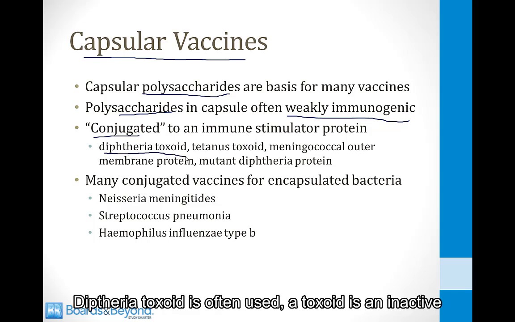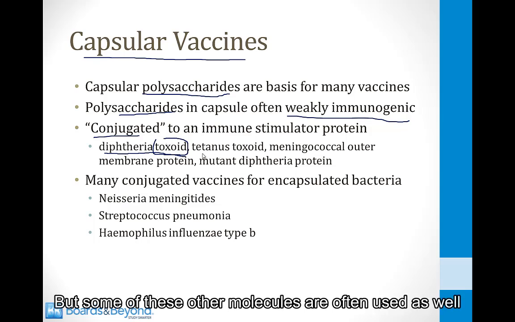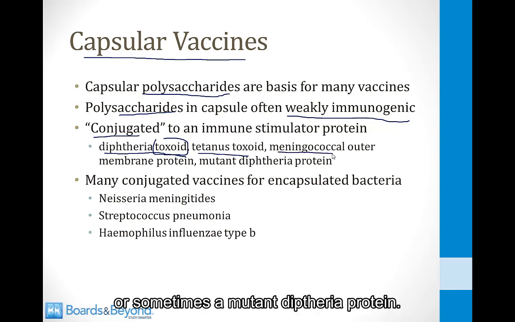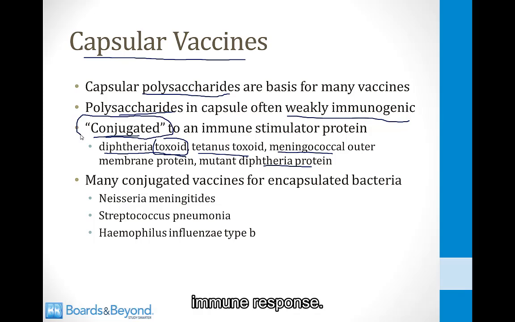Diphtheria toxoid is often used. A toxoid is an inactive or less active version of a toxin, but some of these other molecules are often used as well, like tetanus toxoid or the outer protein from meningococcus, or sometimes a mutant diphtheria protein. But all of these proteins are conjugated to the polysaccharides so that you get a more vigorous immune response.